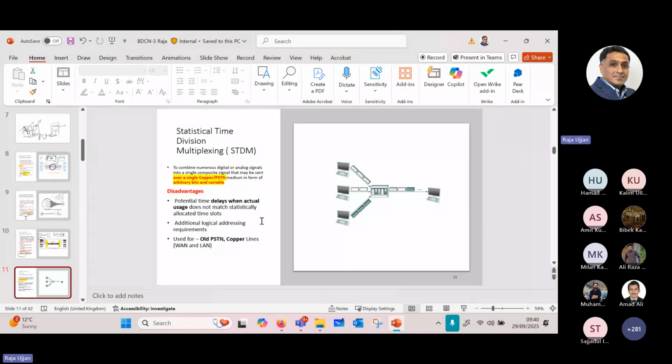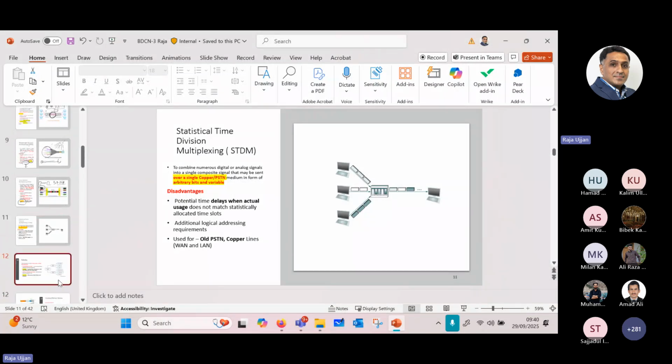Statistical is again the same thing. We use PSTN copper, but this uses a different approach, a different statistical time as compared to the previous one. Otherwise, this is the same thing, same slow.